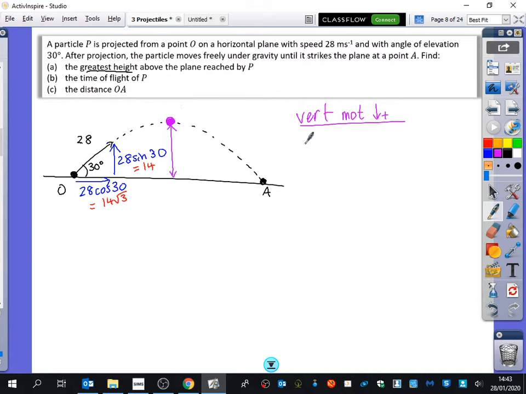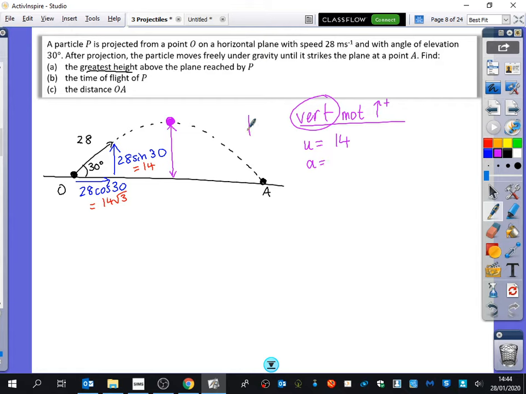So for my vertical motion, what's the value of u? Minus 14. Now this is probably why I wouldn't have taken this. Okay, let's change it. Personally, I think we should change it. It doesn't matter, because you're still going to get exactly the same thing. But if we say that upwards is positive, then we can just say u is 14.